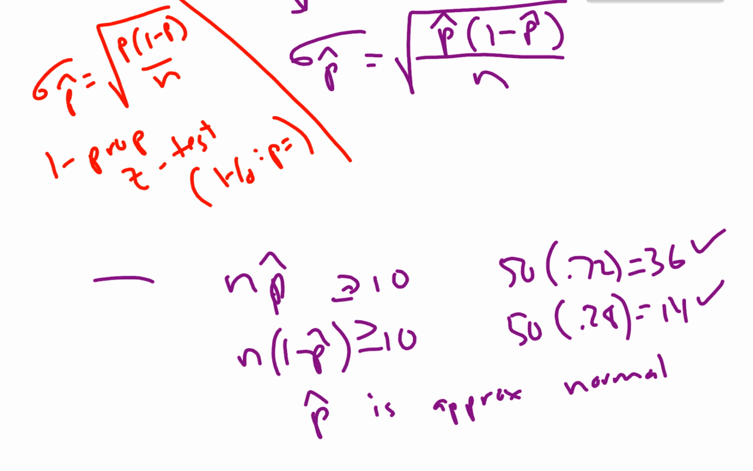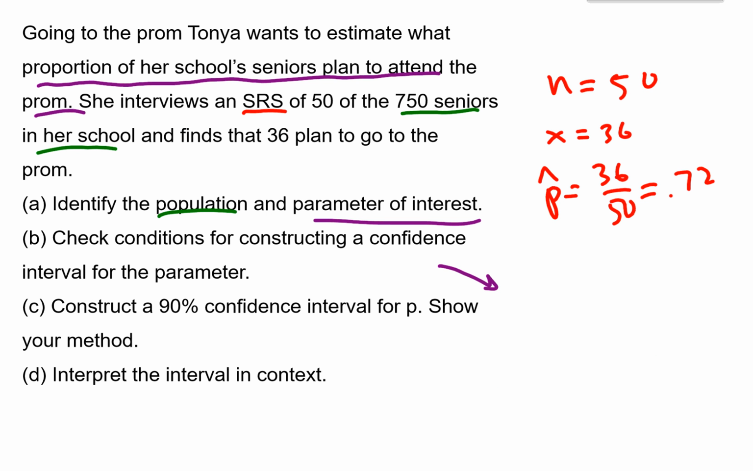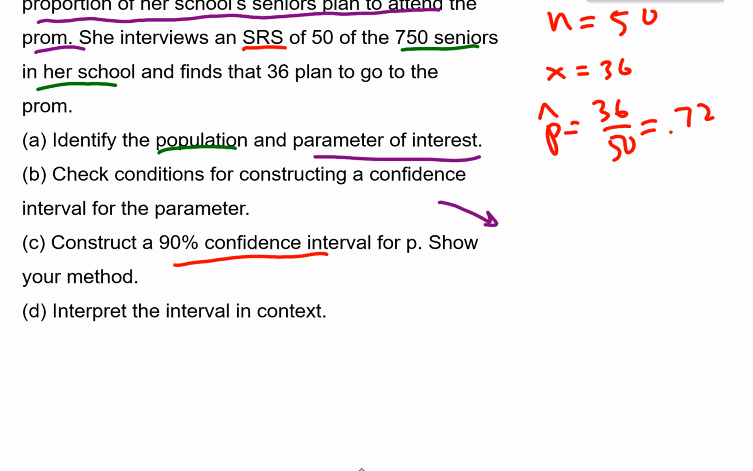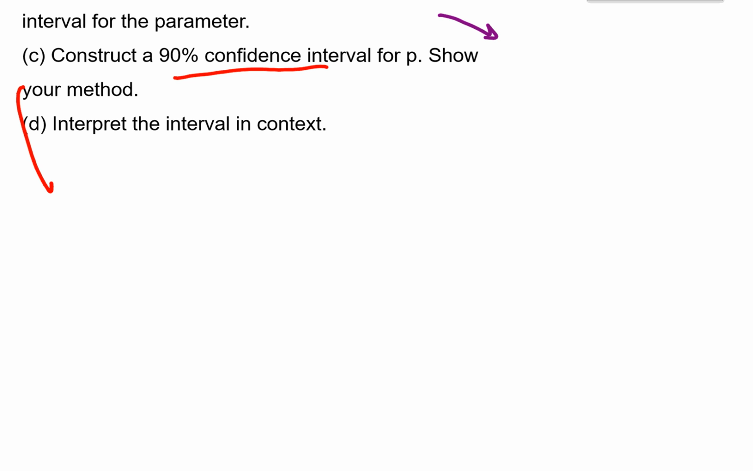Let's go back to the problem, because that's what it's asking for in part C, asking us to construct a 90% confidence interval for the proportion. Okay, so the confidence interval has a format familiar to us. Here's how it looks. Our old confidence intervals for means were x bar plus or minus t star times s of x over root n.